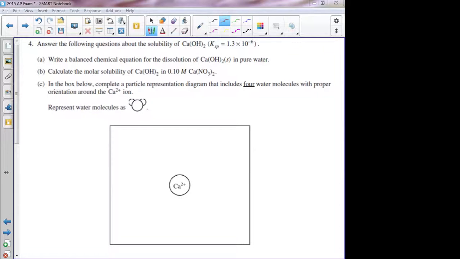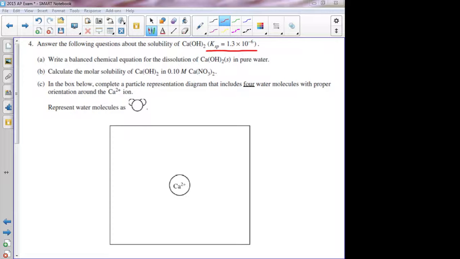Number 4. Answer the following questions about the solubility. Okay, so the solubility is how much of it's going to dissolve of calcium hydroxide. And the KSP of calcium hydroxide is 1.3 times 10 to the negative 6. Okay, now big K means what? Equilibrium. That's my equilibrium constant.